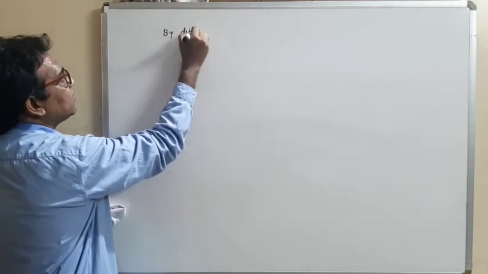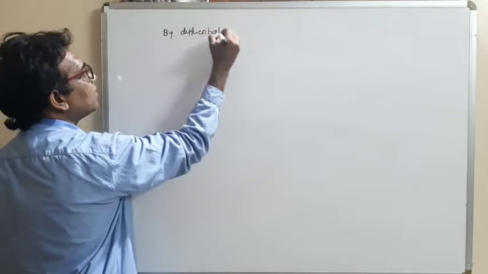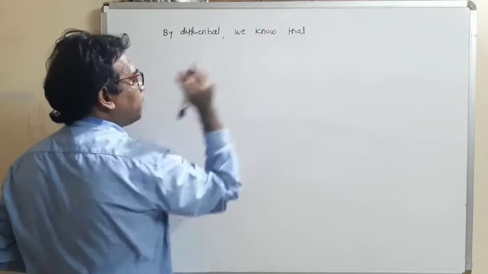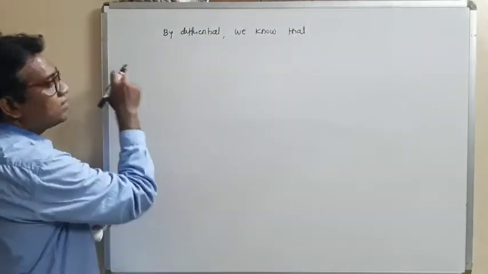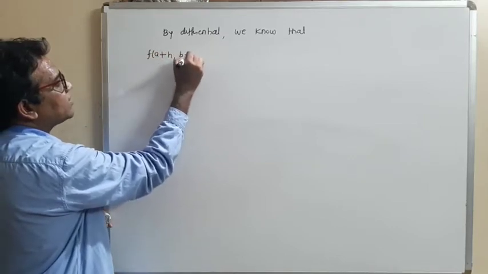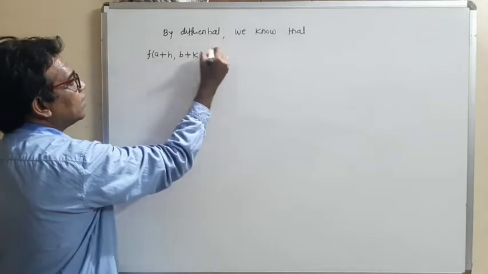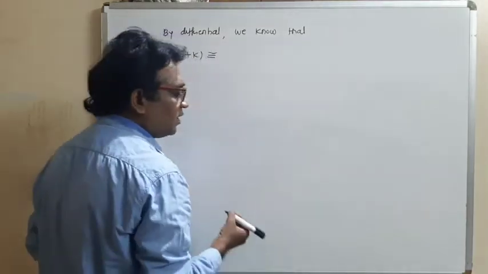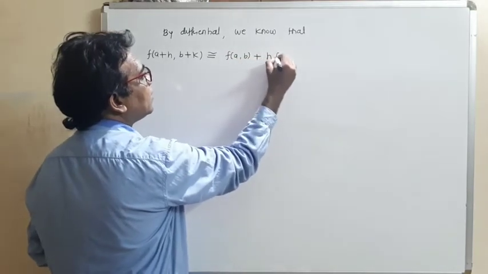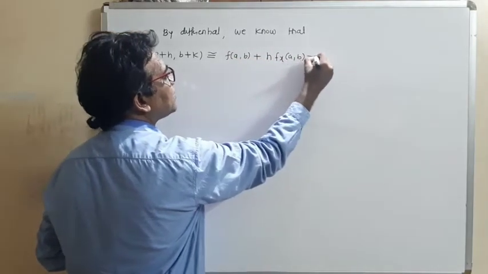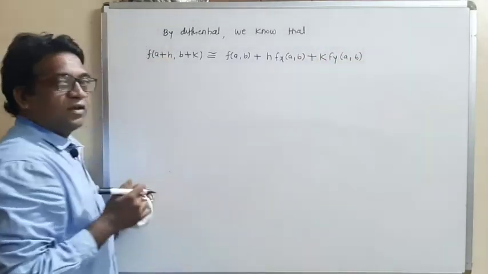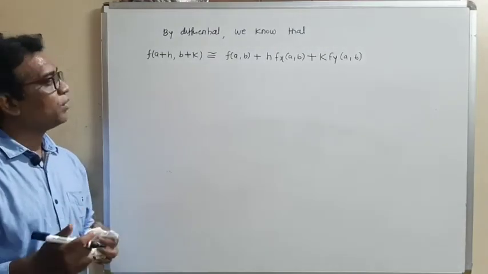By differential, this is the formula for differential. We know that by differential, we know that. So what is the differential formula? This is the differential formula: f of a plus h, b plus k is approximately equal to f of ab plus h into fx at ab plus k into fy at ab. So this is the differential formula for finding the approximate value.